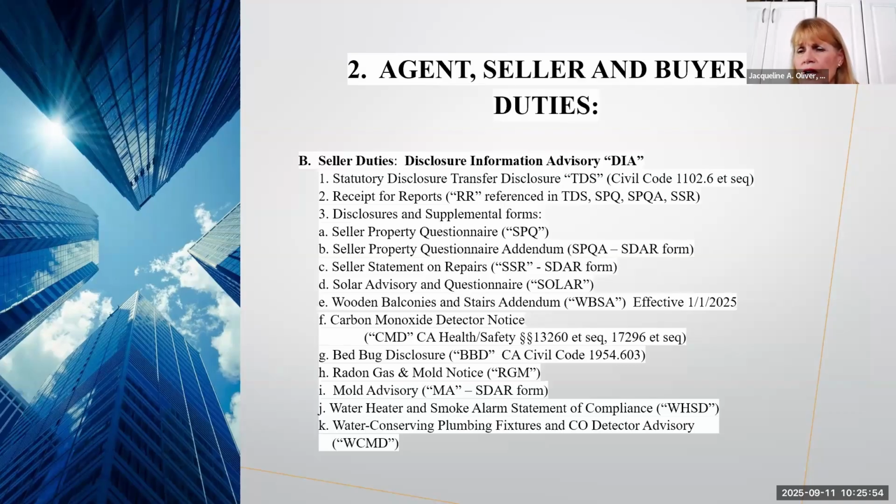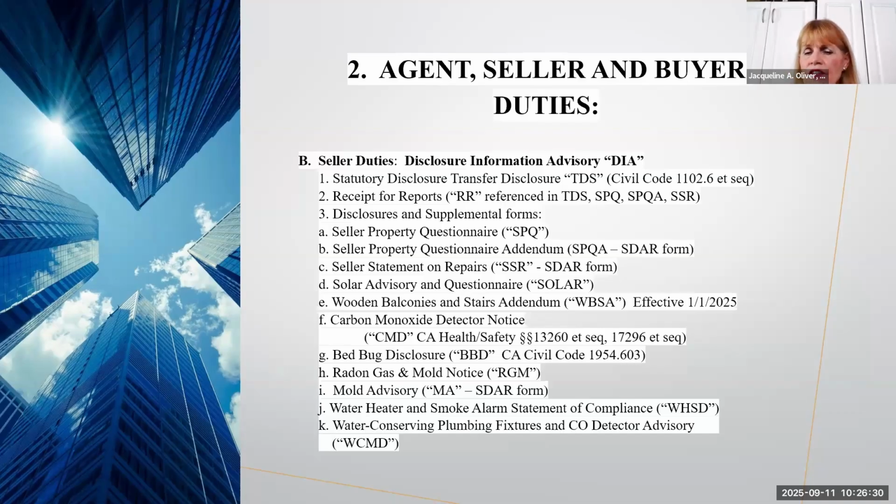I know a lot of you are already familiar with this: there were apparently some college students having a party on a deck and it collapsed. So you can have wood decks that maybe have weak features, either the wood is rotted or whatever. So you have to have an inspection, and you have to provide the WBSA, which is a wooden balcony and stairs addendum. It includes both the balcony and any stairs. Then you have the carbon monoxide detector notice.